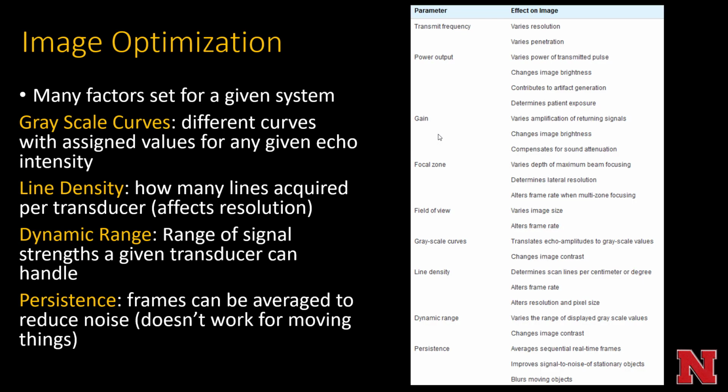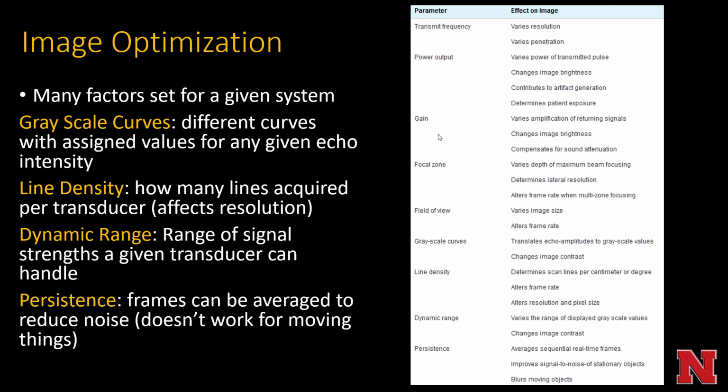Image optimization. So there's many factors for a given system. I'd read through this table, just becoming familiar with it. But there's grayscale curves. So different curves are assigned different values for any given echo intensity that's inherent to the machine. Line density is how many lines are acquired per transducer. Transducer dependent, obviously, but it can affect your resolution. So maybe a high frequency transducer, you want a lot of resolution, it'll have a lot of different arrays, a lot of lines of sight.